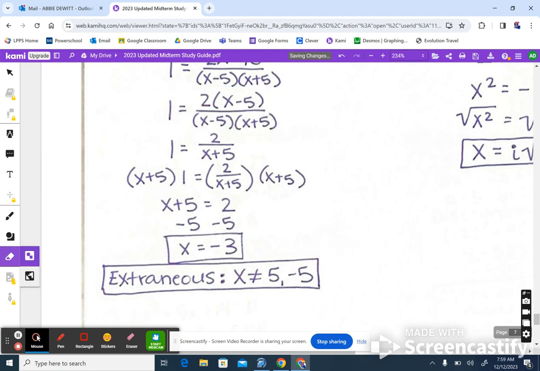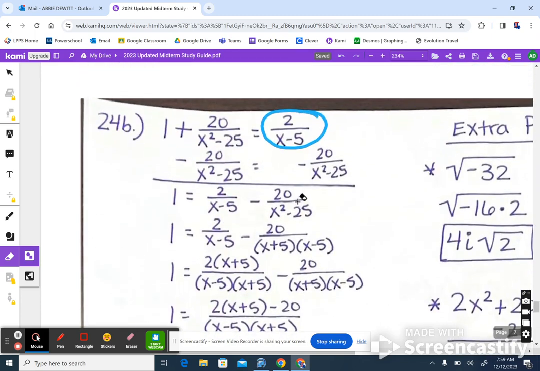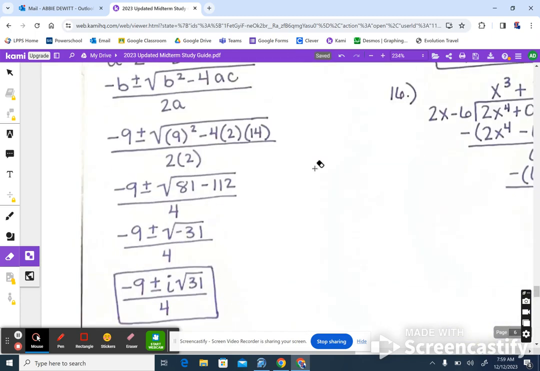Okay, I highly recommend practicing that problem over and over and over again and understanding it completely from start to finish.